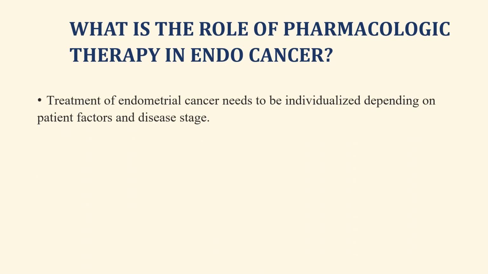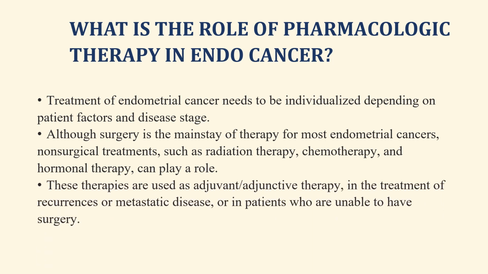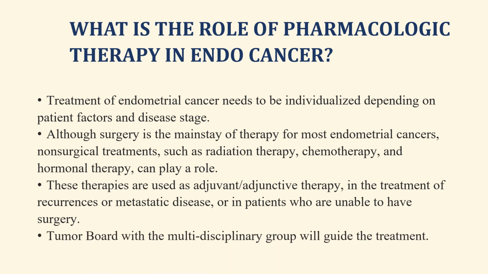Treatment of endometrial cancer needs to be individualized depending on patient factors and disease stage. Although surgery is the mainstay of treatment for most cancers, non-surgical treatments such as radiation therapy, chemotherapy, and hormonal therapy can play a role. These therapies are used as adjuvant or adjunctive therapy, in the treatment of recurrences or metastatic disease, or in patients who are unable to have surgery. The tumor board with the multidisciplinary group will guide the treatment.